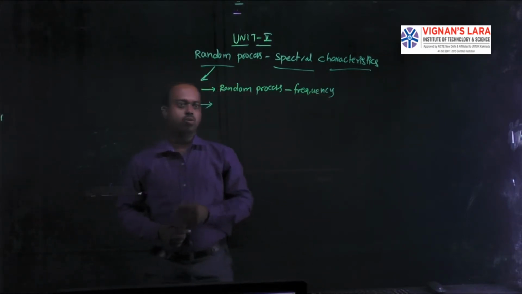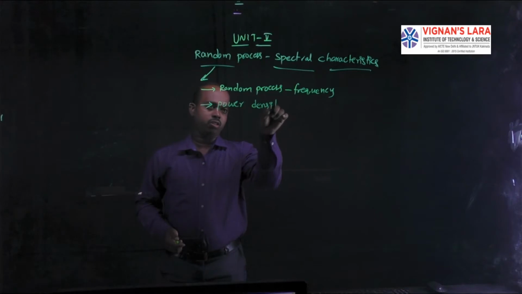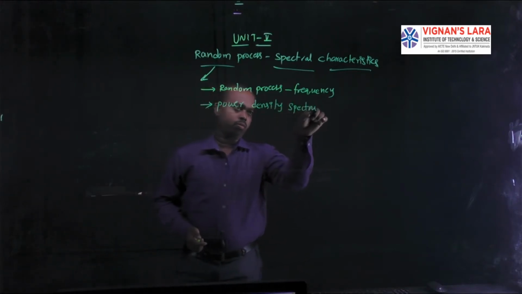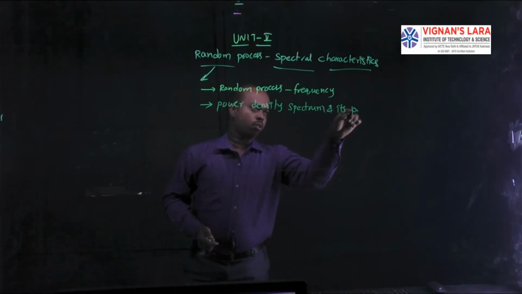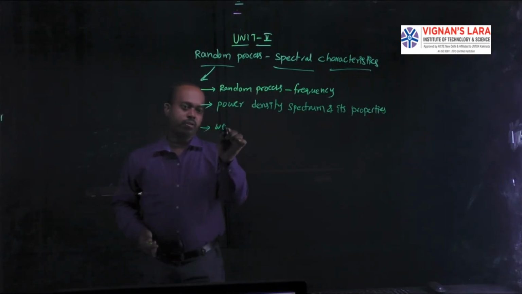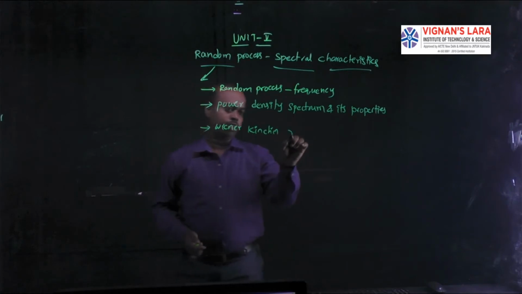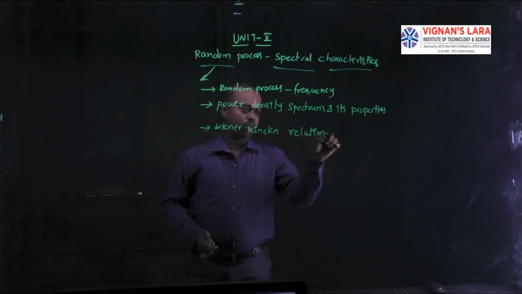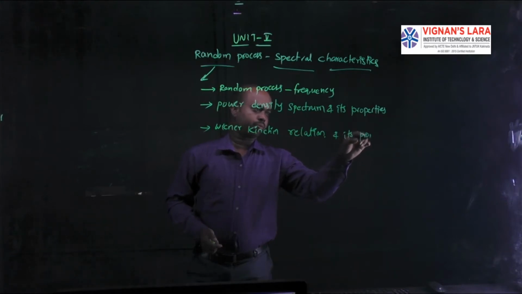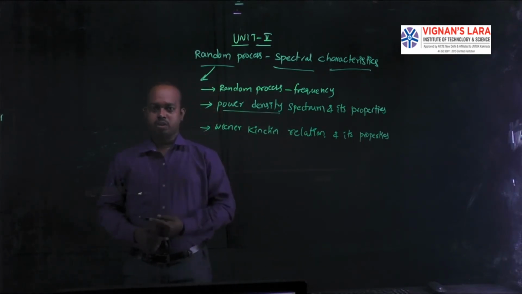In this random process we also discuss the power density spectrum and its properties: what properties the power density spectrum has. Then we derive the Wiener-Khinchin relation and its properties. Otherwise, we also call it the relationship between power density spectrum and auto power density spectrum.